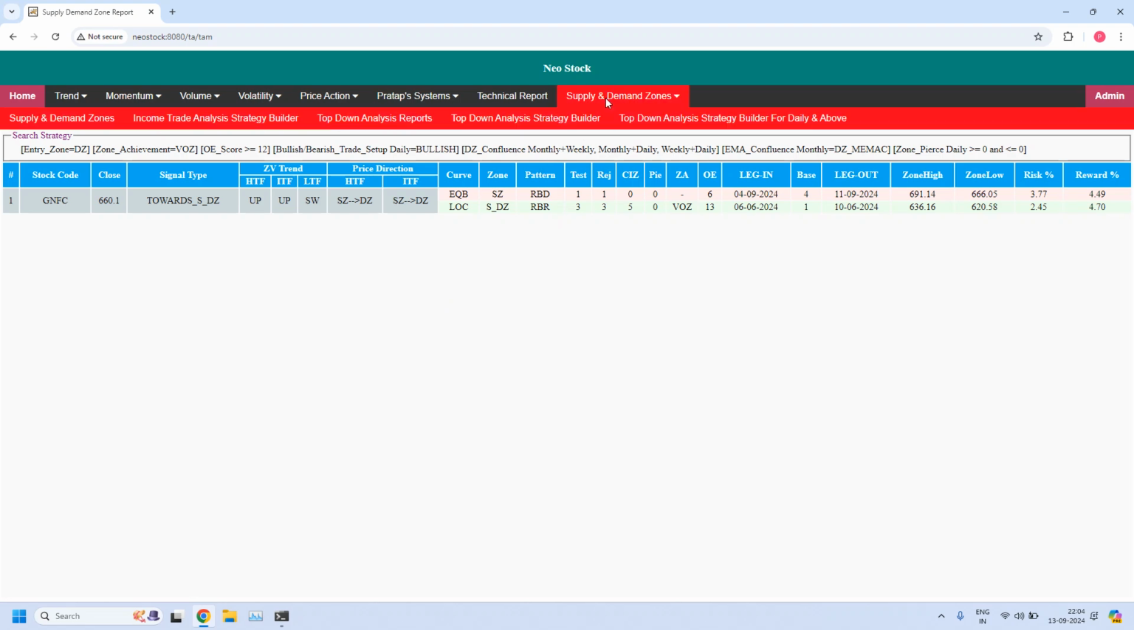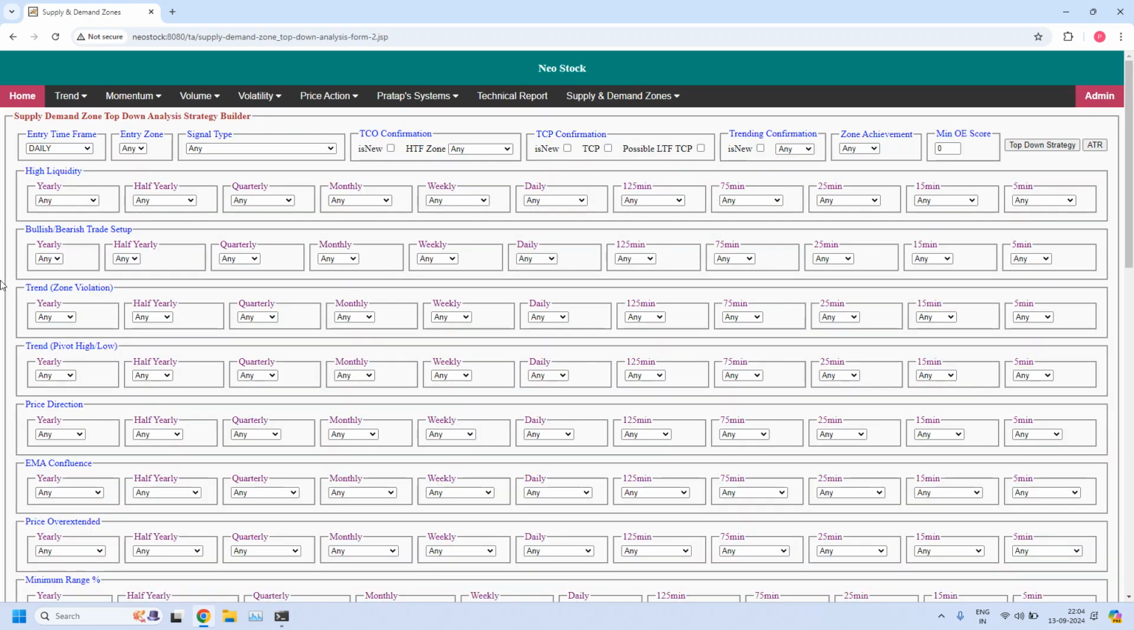Okay, bearish trade setup for monthly income trade, no stocks are available. I already verified. So let's directly get into bullish trade setup for weekly income trade. That is, entry time frame is 75 minutes. Entry zone is demand zone.